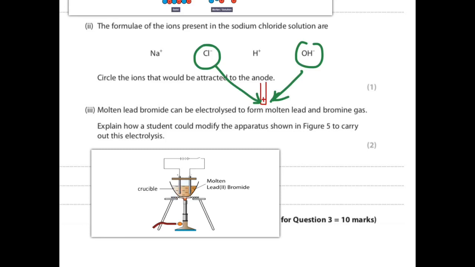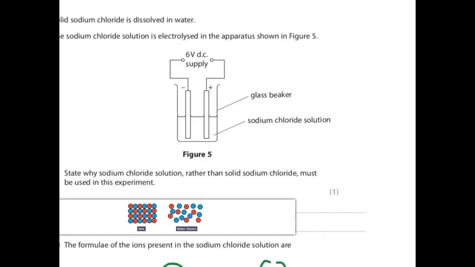So explain how a student could modify the apparatus shown in figure 5 to carry out this electrolysis. Well, if we look here, they've just got a glass beaker. They've made a point of it. And if we're trying to melt something with a very high melting point, because all ionic compounds have very high melting points because of their structure, with the strong electrostatic forces of attraction, we need something more appropriate than a glass beaker. We need either a metal can or a crucible. That'd be a good thing, a crucible.